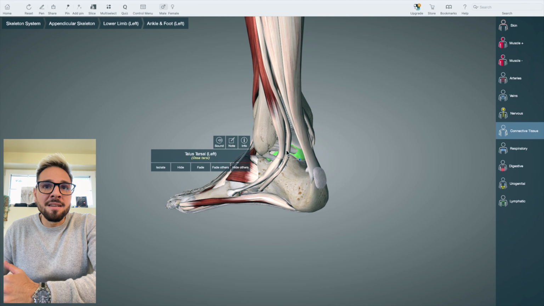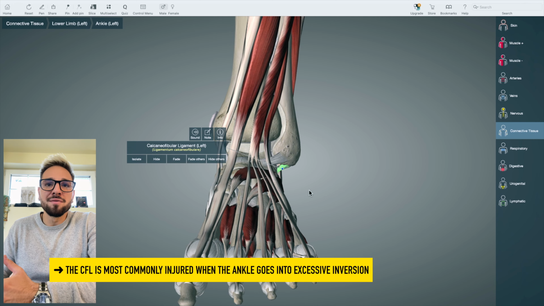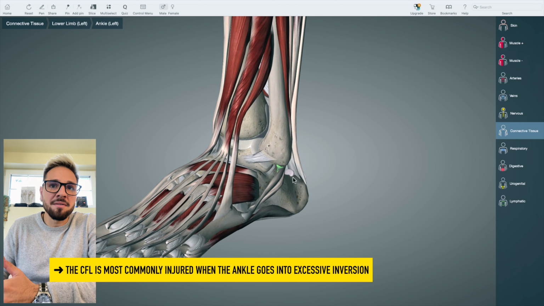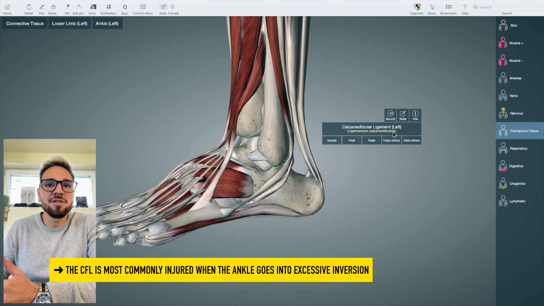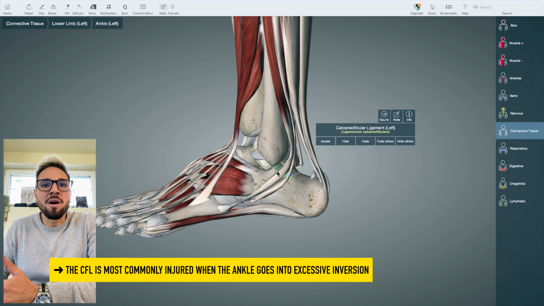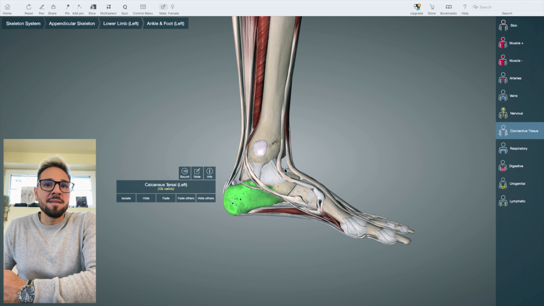And it's not as common as the CFL, which is the calcaneofibular ligament, which is here. You need to do very forceful inversion movements, regardless of whether you've got dorsiflexion or plantar flexion involved in there as well. This is going to be injured. Now let's continue with the ligaments.